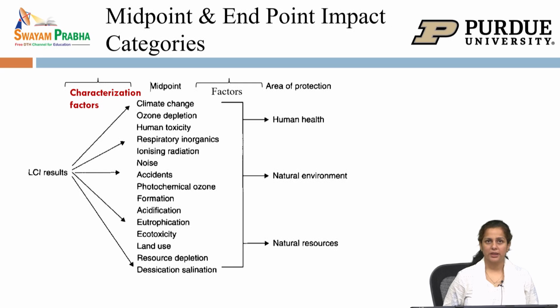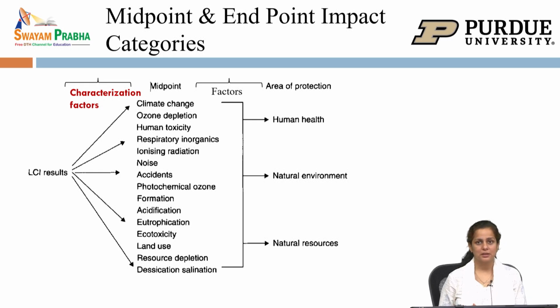Next is the midpoint and endpoint impact categories. Midpoint means that we have multiple impact categories that we are taking. From the midpoint, which is the impact category, we can go into the area of protection, which we call the endpoint indicators. Here you can see you have all the LCI results, which are classified into different impact categories. The impact will be transferred by the characterization factor. We will see how we calculate that characterization factor and how we use that to convert the LCI into impact.